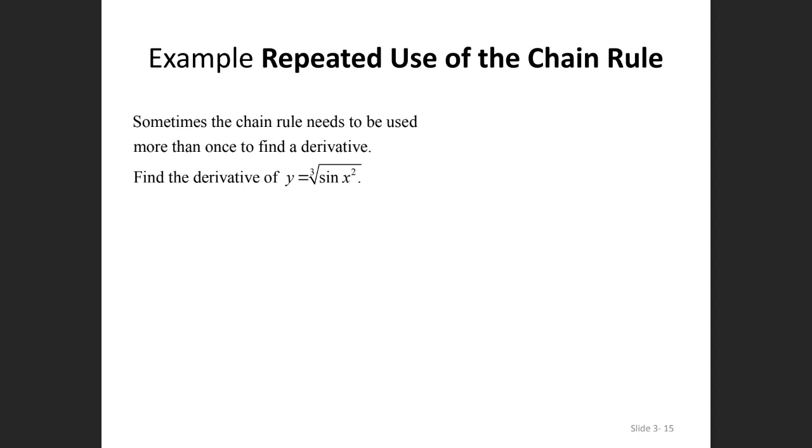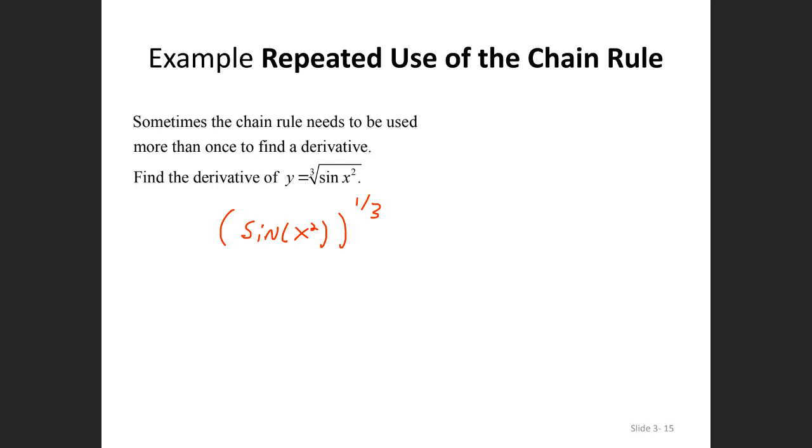All right. How about this one? This is an example where you have to use the chain rule repeatedly. Okay, so first thing I would do in a problem like this, oh man, I'm going to change it a little bit in just a second, make it even harder. So the first thing I would do in this problem is I would rewrite this as the sine of x squared to the 1/3 power.